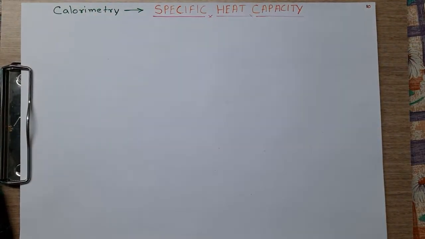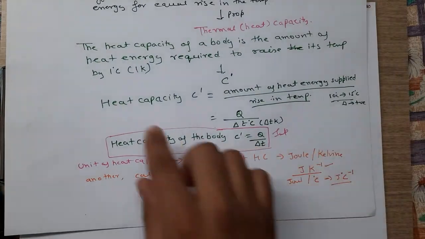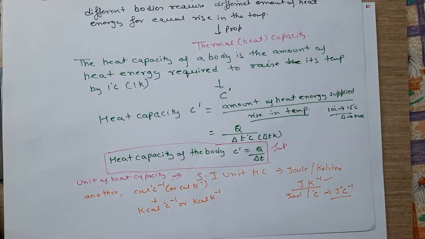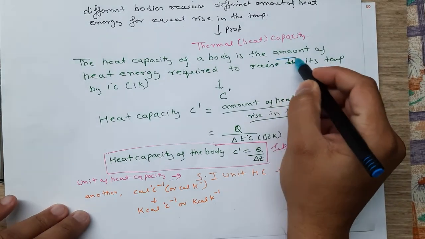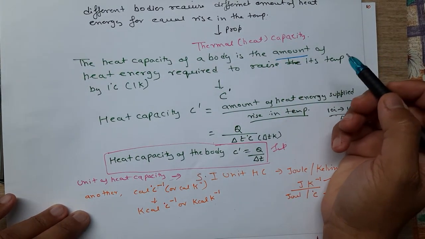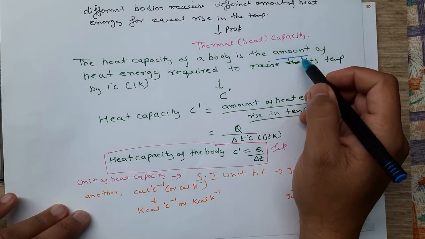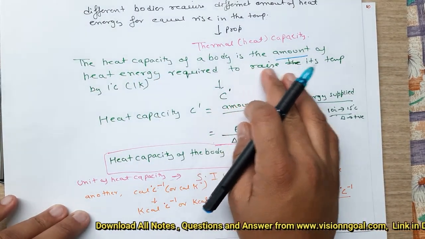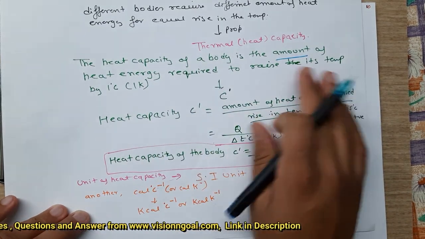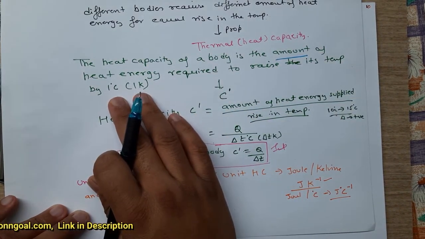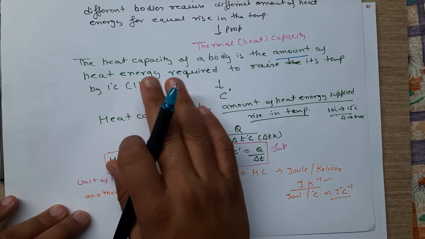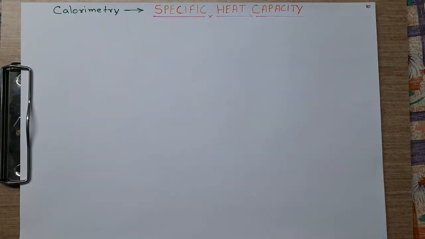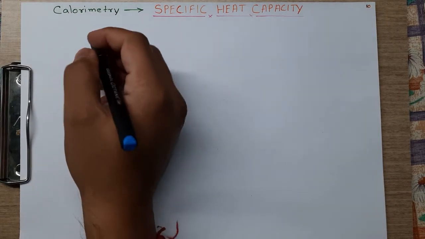So friends, let me just show you my previous notes of heat capacity. Now here, if you see, the heat capacity of a body is the amount of heat, right? Here the keyword is amount. I am not mentioning the amount in terms of 1 unit, 2 units, or n units. So the heat capacity of a body is the amount of heat energy required to raise its temperature by 1 degree Celsius or 1 Kelvin, right? This is heat capacity.